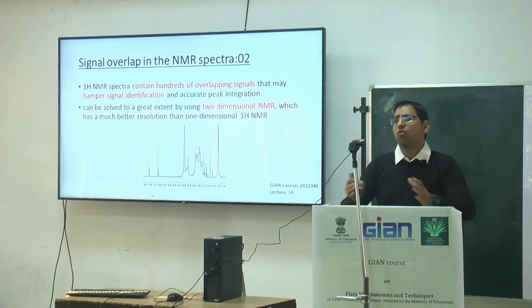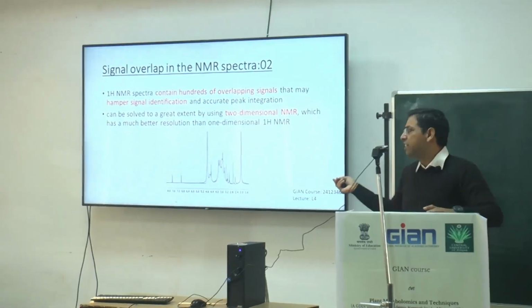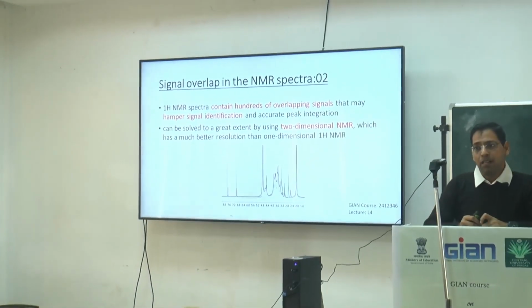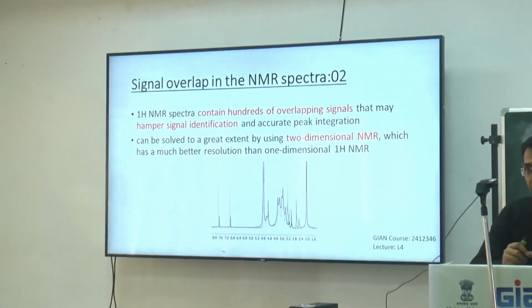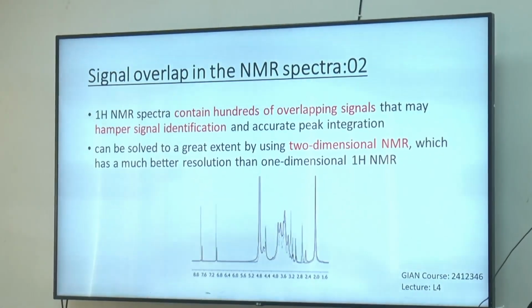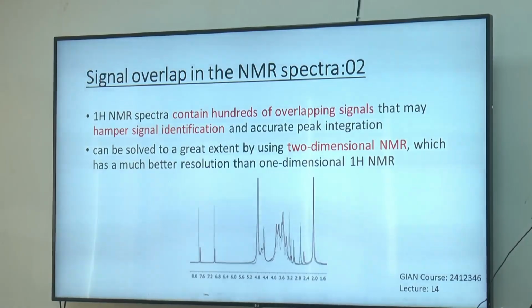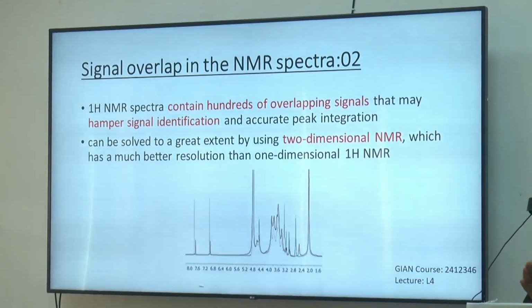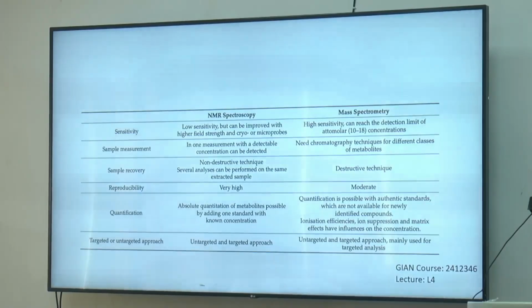Basically NMR has so many variations. We would like to go and read 1H NMR, and I will explain what that means also. So in 1H NMR, we have to resolve the overlapping of the different peaks. That is an important point.